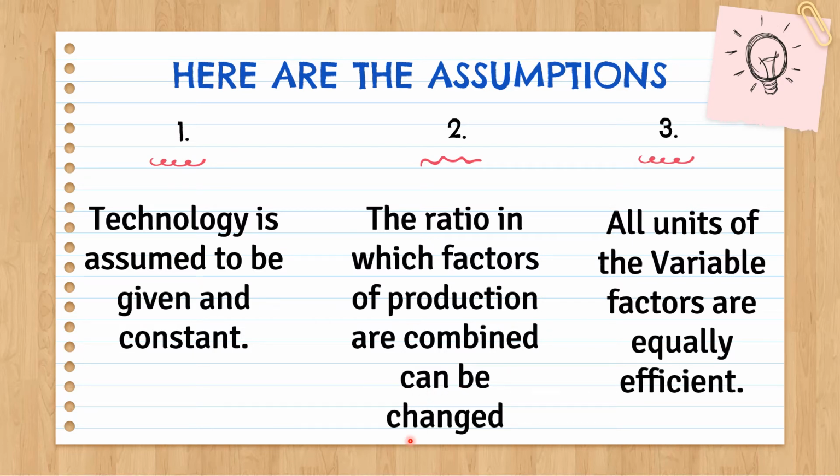We saw in the table how the ratio of the combination of the factors is changed. So in the first instance, for example, we have 2, 1, then 2, 2, 2, 3, 2, 4, 2, 5, 2, 6, 2, 7. So the ratio in which the factors of production are combined were changed in our example. The third assumption, all units of the variable factors are equally efficient. That means each of the unskilled laborers that was employed was equally efficient.